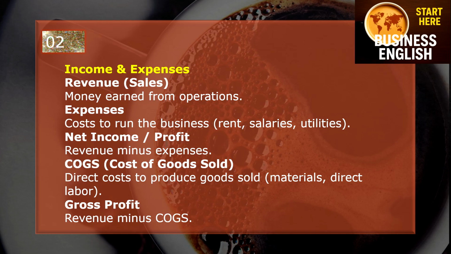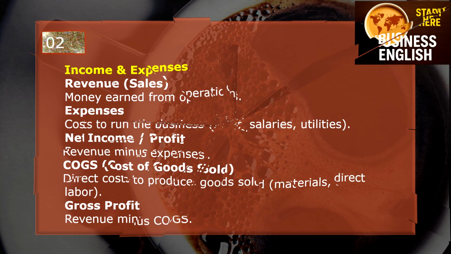COGS, cost of goods sold: direct costs to produce goods sold, materials, direct labor. Gross profit: revenue minus COGS.